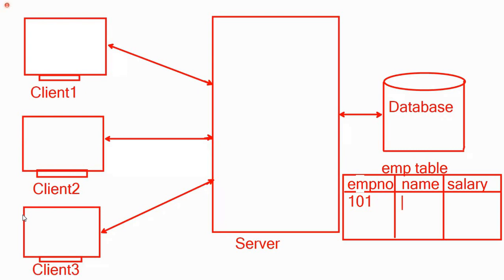Okay, 101. Like this, 102. Suppose 103, Triple C, some salary. Like this we have.